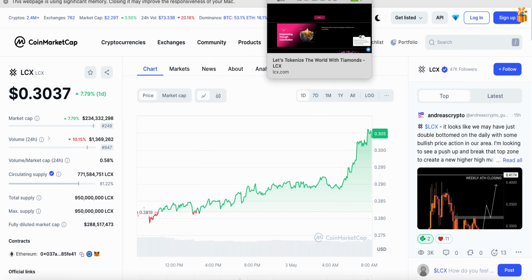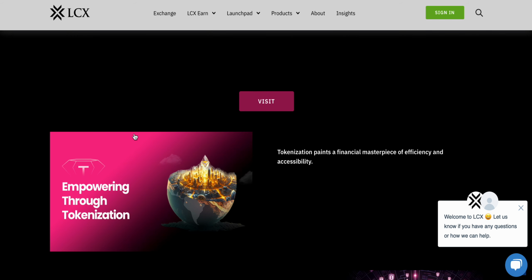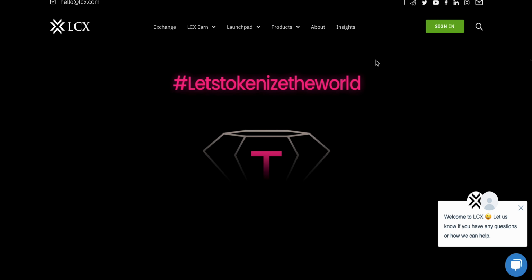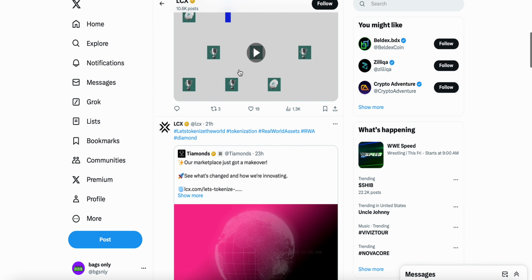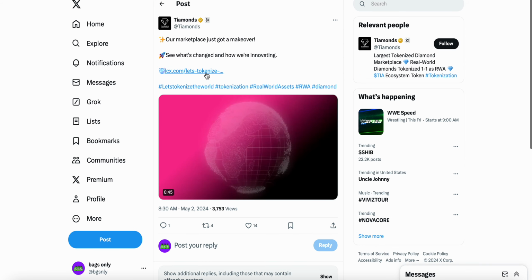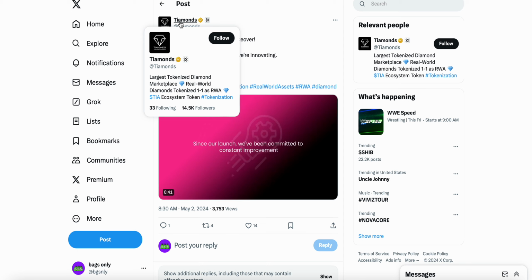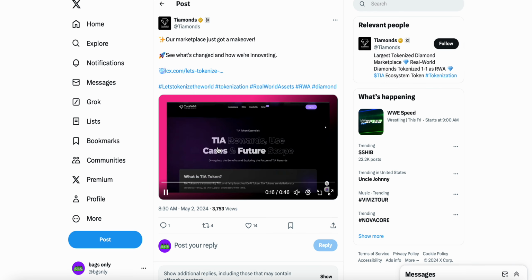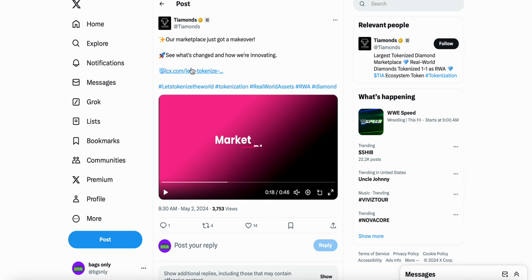And I mean, obviously, the tokenization, right, through Timings. "Tokenization paints a financial masterpiece of efficiency and accessibility. Let's tokenize the world." They put this tweet out here, or Timings put this tweet out, and LCX obviously follows it with some hashtags. But Timings, which is the largest tokenized diamond marketplace, real world assets, real world diamonds, tokenized one to one as RWA, otherwise known as real world assets. They use LCX, right? So obviously they put this tweet out saying their marketplace just got a makeover, right?